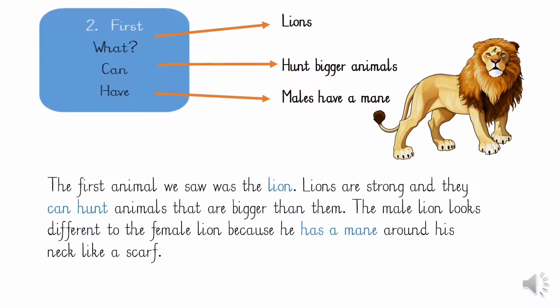The first animal we saw was the lion. Lions are strong and they can hunt animals that are bigger than them. The male lion looks different to the female lion because he has a mane around his neck, like a scarf.